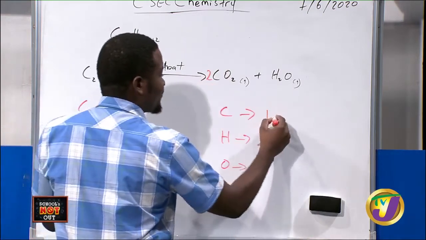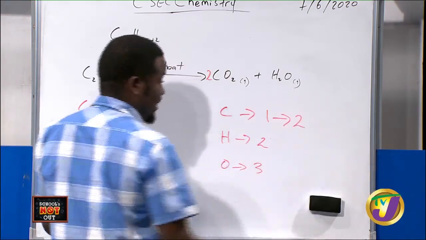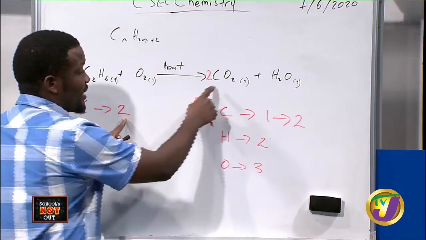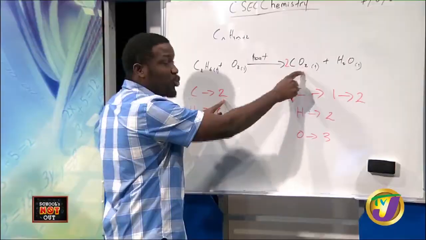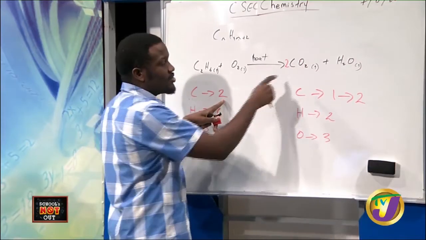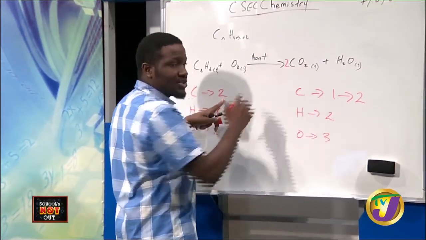So now we have 2 carbons on this side. However, remember, in carbon dioxide, there is oxygen. So if you have 2 carbon dioxide, that means you now have 4 oxygen in all.